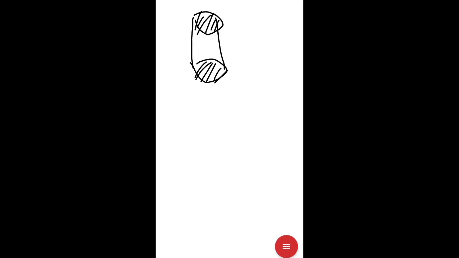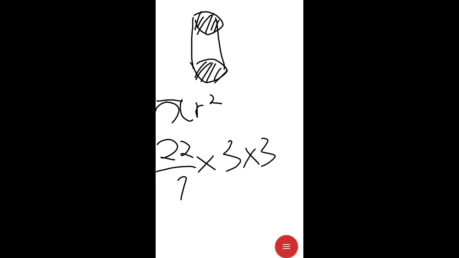So to find the total surface area, first we need to look at the top. The top looks like a circle, so I'm going to write pi r squared. So that is for the area of the top. So I'm going to put in the values. The radius is 3, so 3 times 3. And if you put all this into your calculator, you should get 28.29. 28.29, of course, in centimeters squared. So that is the top part of the cylinder.